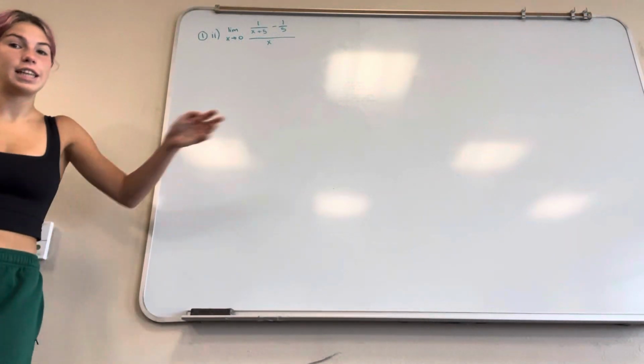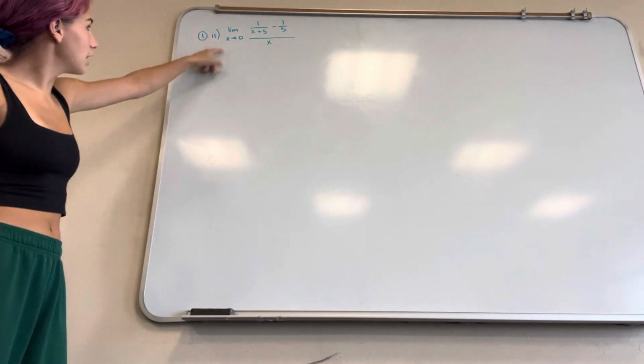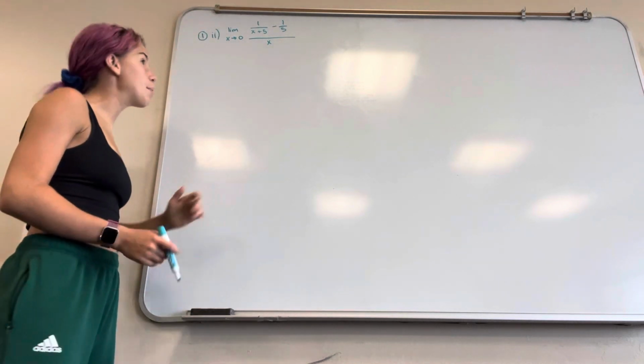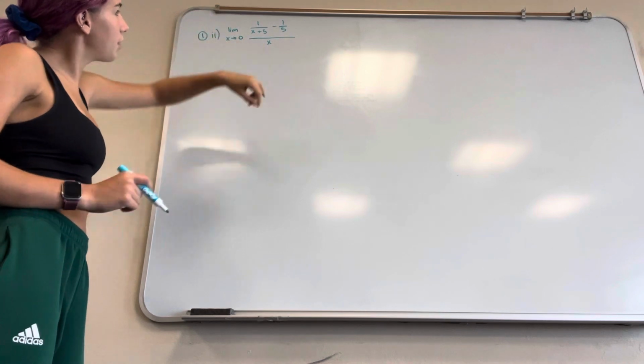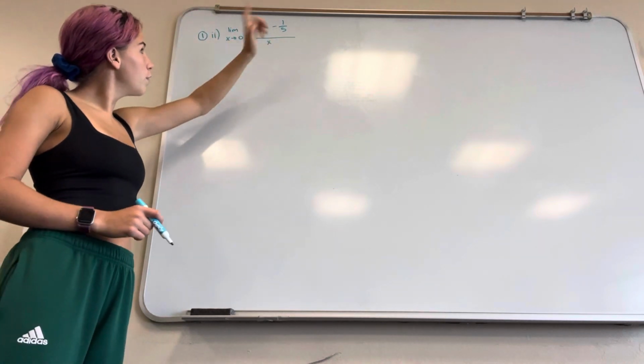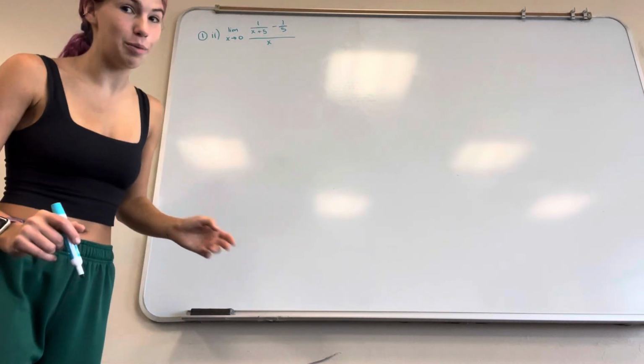Hello, I'm back with our second limits practice problem here. So this one is the limit of x approaching 0, and then our problem is the numerator is 1 over x plus 5 minus 1 over 5, and then the denominator is all over x. So we have to do some rationalizing in the numerator here.